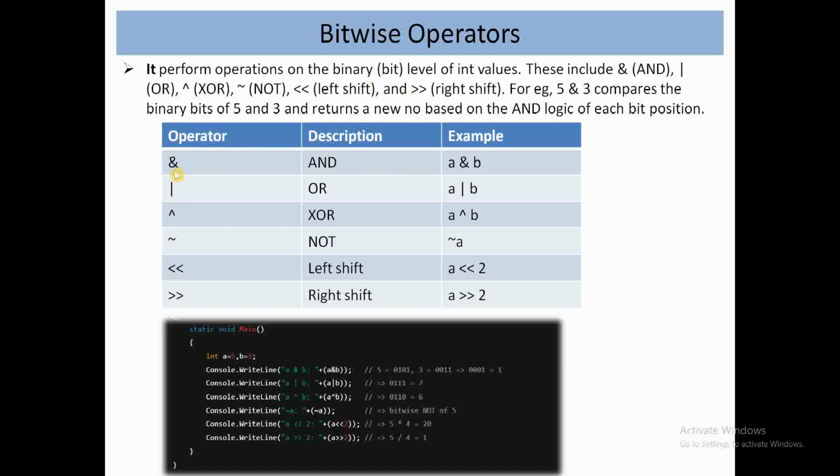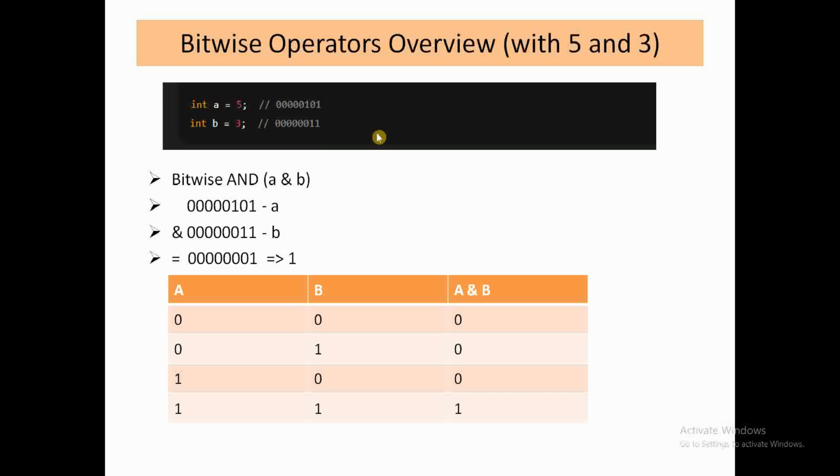So here are the examples: AND, OR, XOR, NOT, left shift, right shift, and here are the examples like A and B. It is using single AND, single OR, XOR, NOT, double left shift, right shift. So these are all the examples in bitwise operators, and here are the Visual Studio examples, performing operations on all of these. It is also showing us the values of binary bits, 0 and 1, in this AND or XOR, or in all of these we get the values. Now let's see one by one.